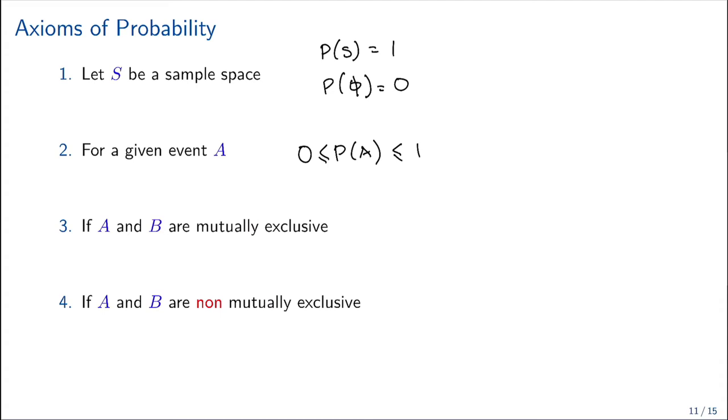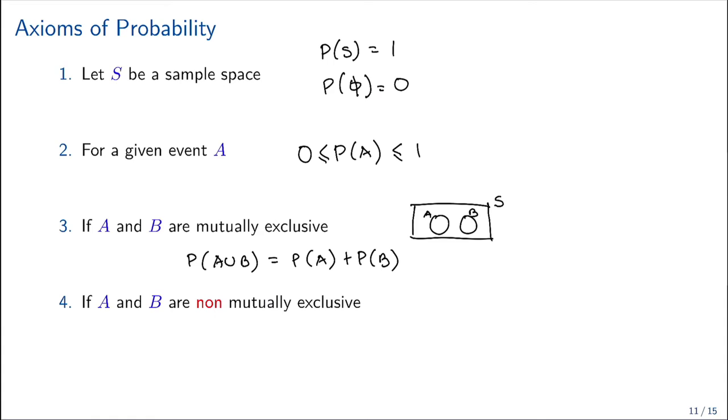Now, if A and B are mutually exclusive, remember, this is our sample space, we have A and B mutually exclusive. So the probability of the union, the probability of A union B, of having either an element of A or an element of B, is going to be equal to the probability of A plus the probability of B. If we have more than one event that is disjoint, we can keep adding the probabilities.